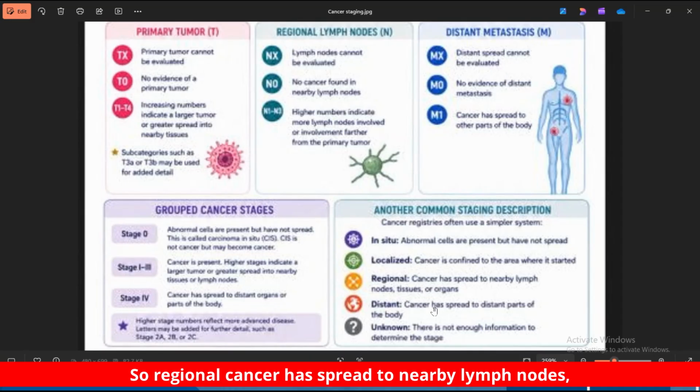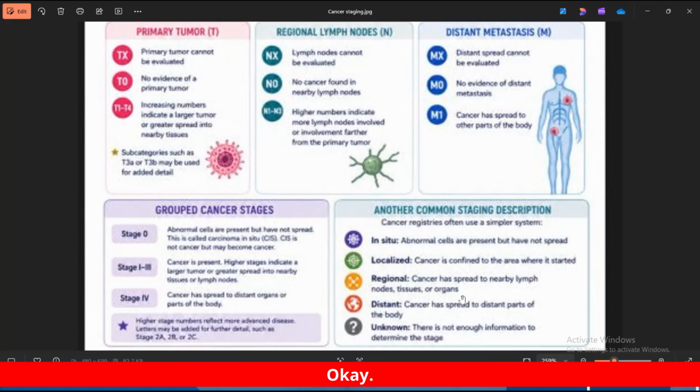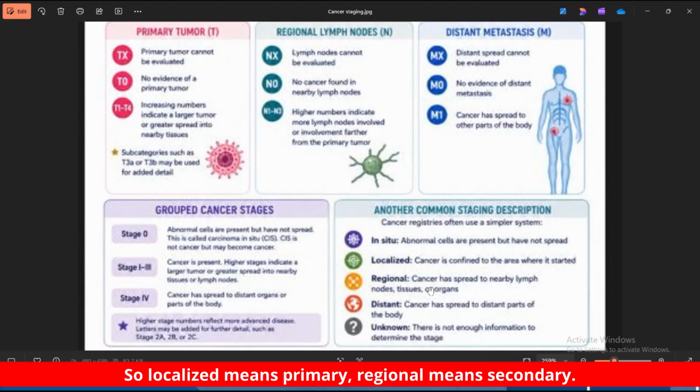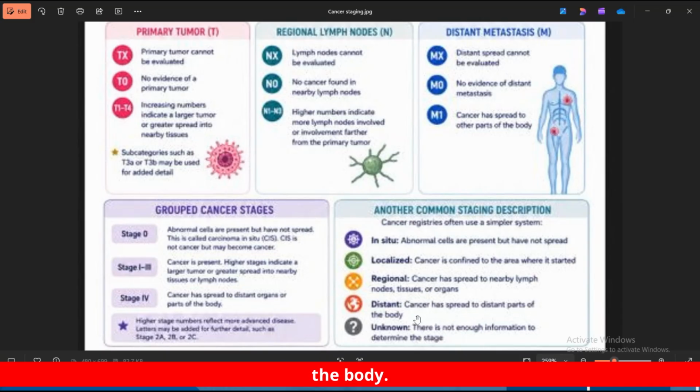Regional: cancer has spread to nearby lymph nodes, tissues or organs. So basically this is secondary. Localized means primary, regional means secondary. Distant: cancer has spread to distant parts of the body. In the previous example, the patient had cancer in the breast and it spread to the lung, so the lung became distant cancer. Unknown: there is not enough information to determine the stage of the cancer. So these are the types of stages related to breast cancer or any other type of cancer.